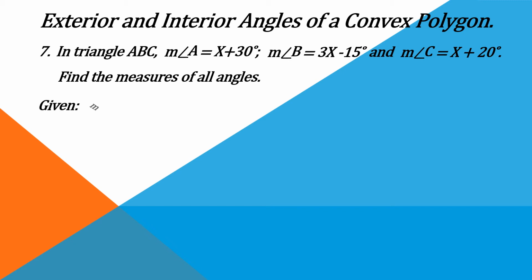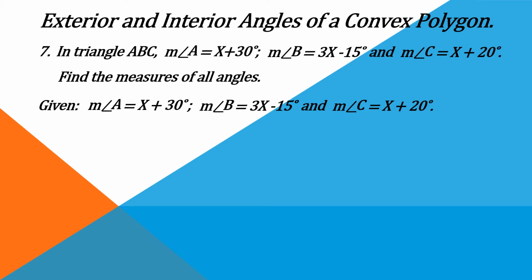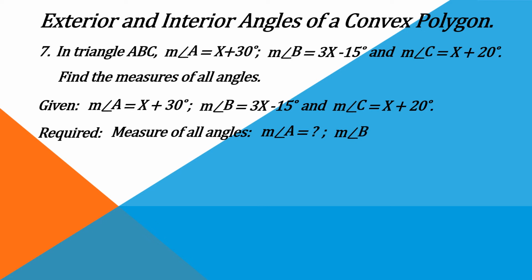So let us take the given: angle A is equal to x plus 30 degrees, angle B is equal to 3x minus 15 degrees, and angle C is equal to x plus 20 degrees. And the required is the measures of all angles, or simply the measure of angle A, angle B, and angle C.